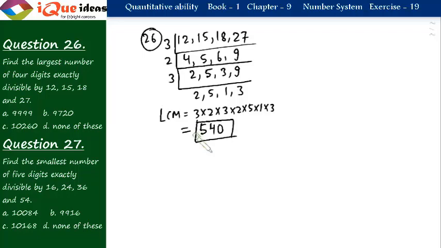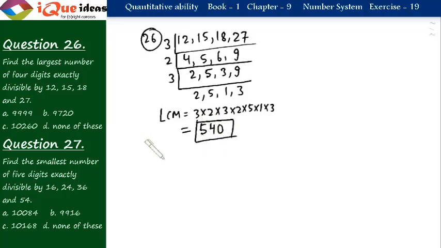Now we need to find the largest 4-digit number. So what we need to do is, whatever answer will be a multiple of 540 because 540 is the smallest multiple. Now let's go closer to the largest 4-digit number, that is 9999. So we need to find a multiple of 540 close to 9999.